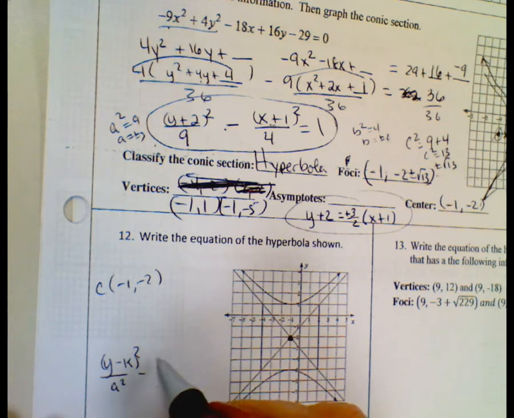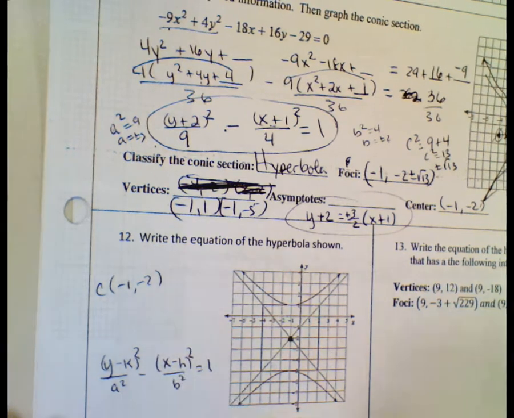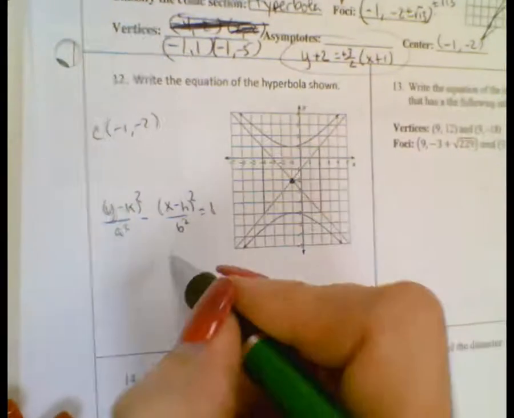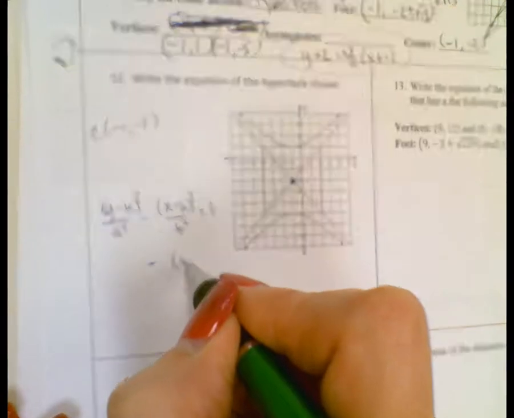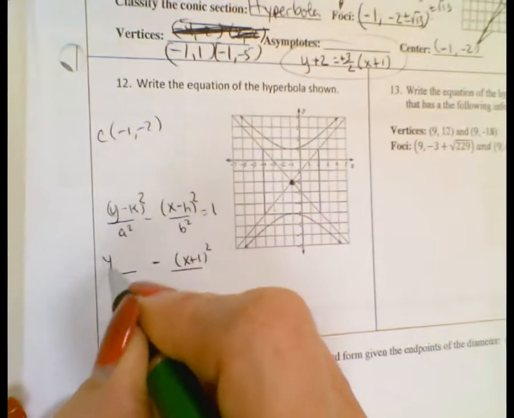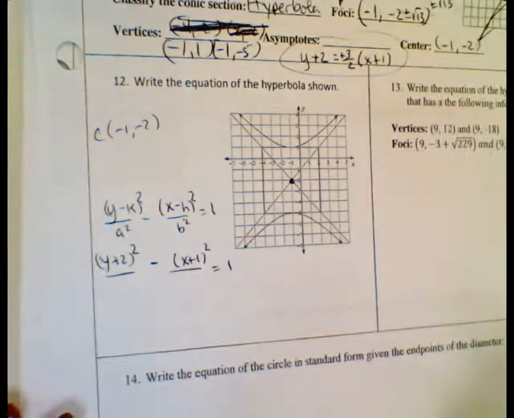I like to look at my equation on the formula sheet. Write that down. This is an up and down hyperbola. That's so you get that written on your paper. Now the center is -1, -2. So this should be x plus 1 squared. And this should be y plus 2 squared. Equals what? So we got most of it done already.